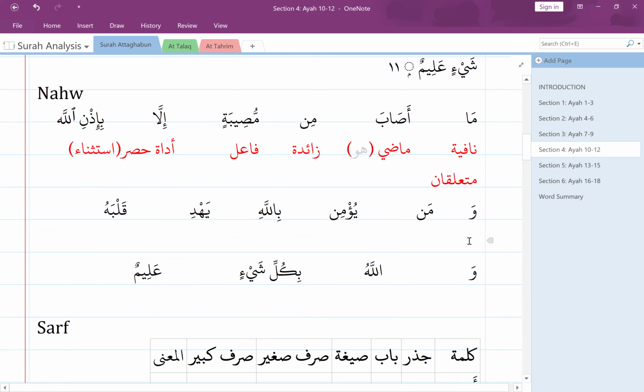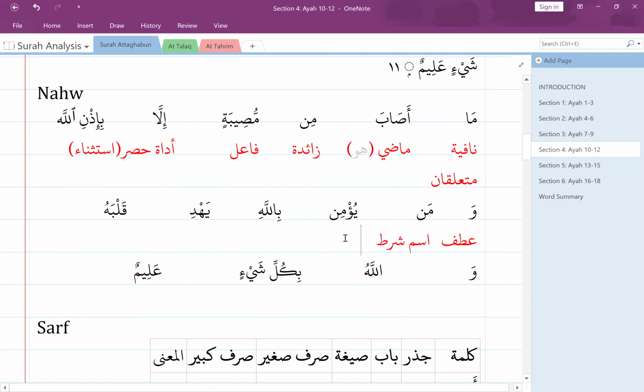Waw is harf atf. So, man yu'min. This will be jumla ismiya. Man will be ism. This is ism shart, shartiya. And it makes two fi'ls majzum, it makes the mudari' majzum. Yes, yu'min is majzum.